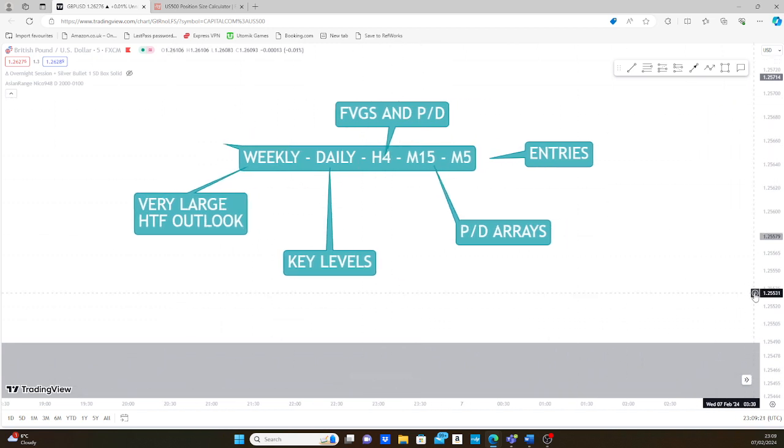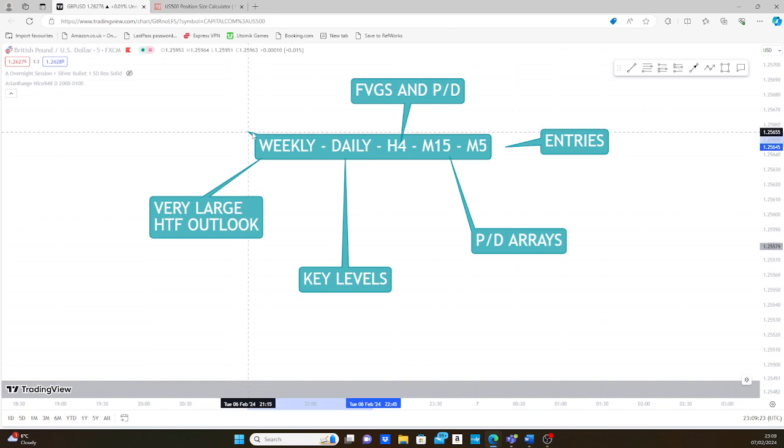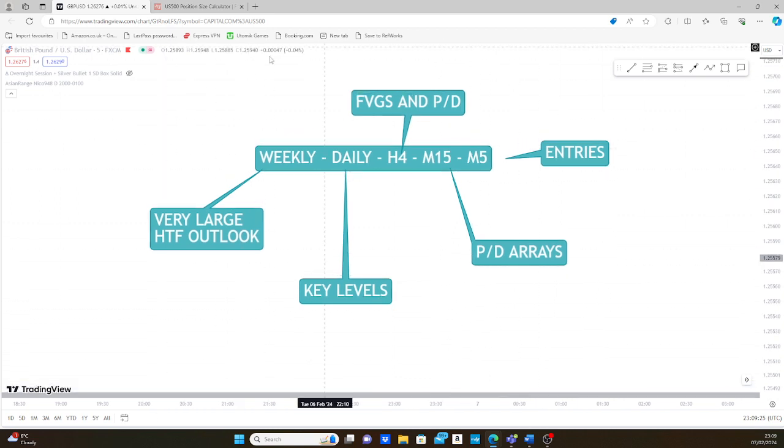So if there's anything you want to screenshot from this video, it is this in front of you right now, right? This is essentially the roadmap to a lot of ICT entry models.